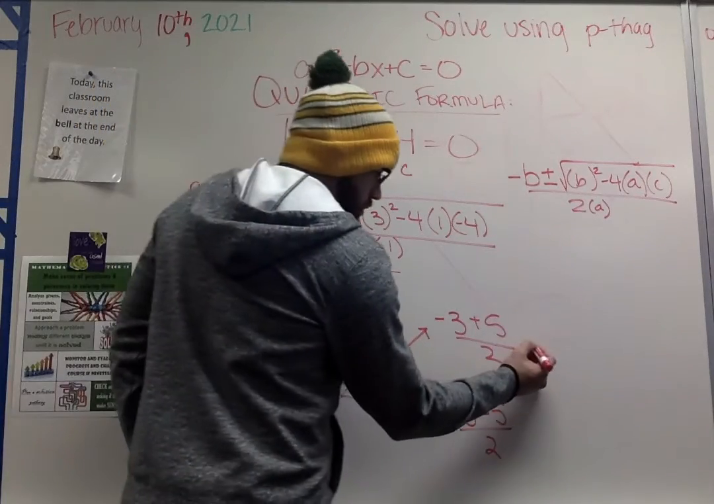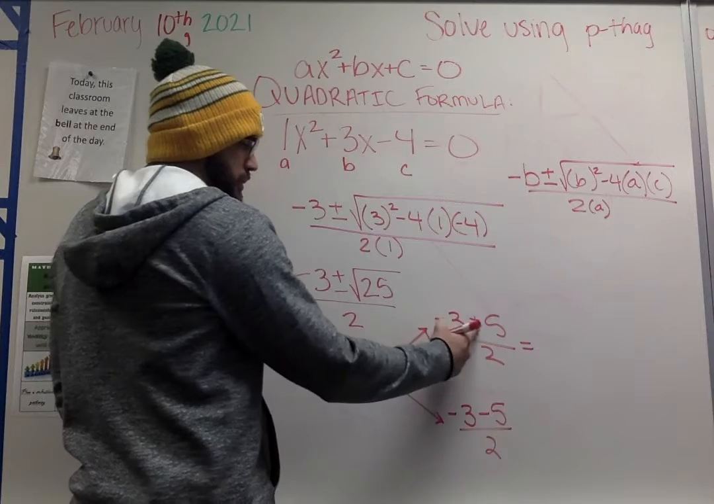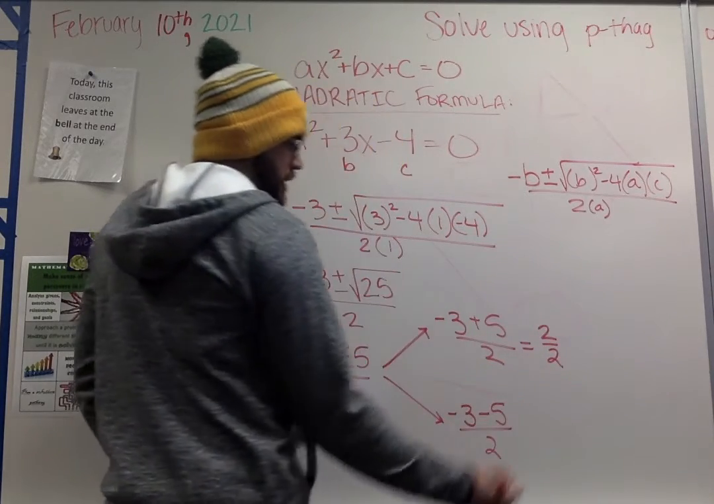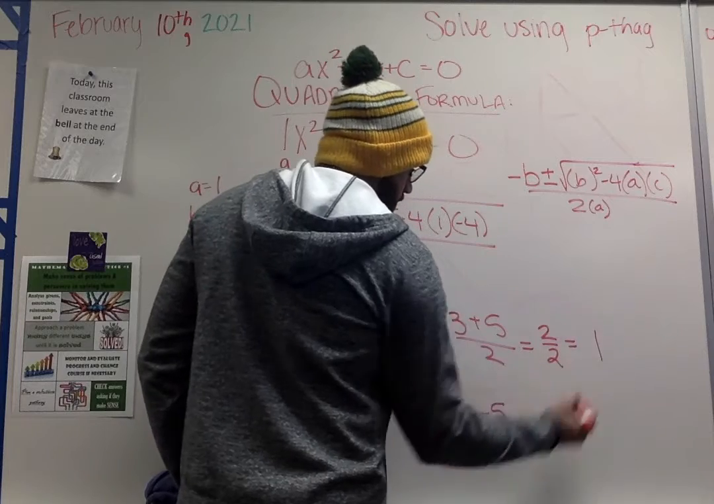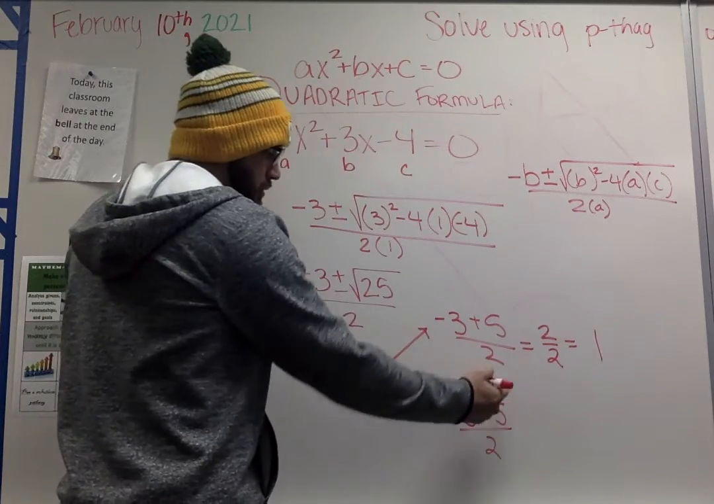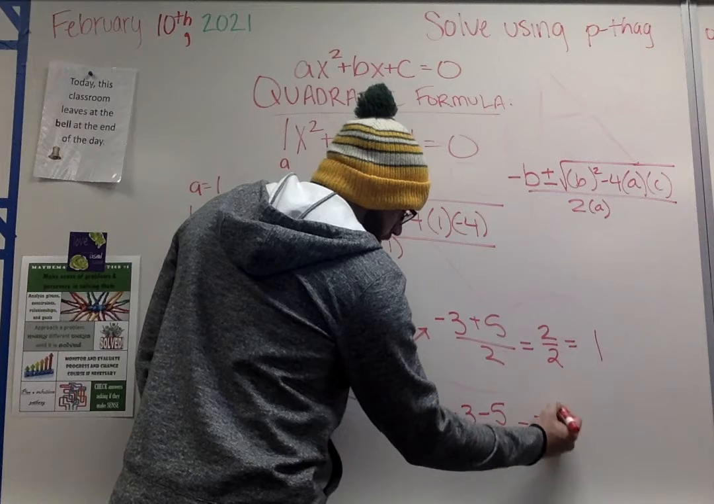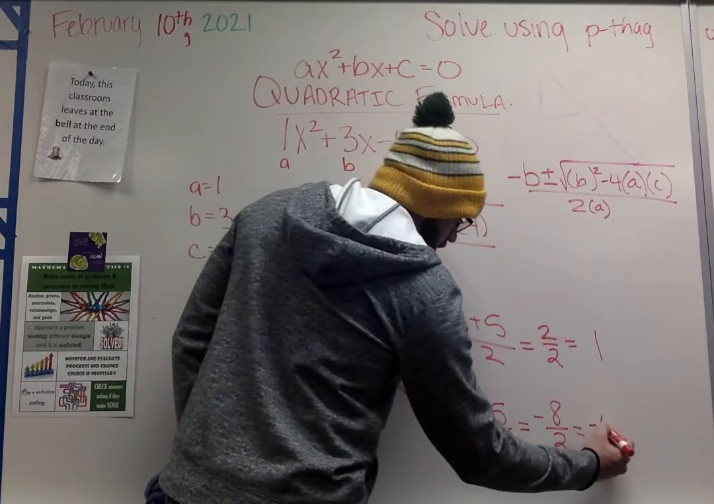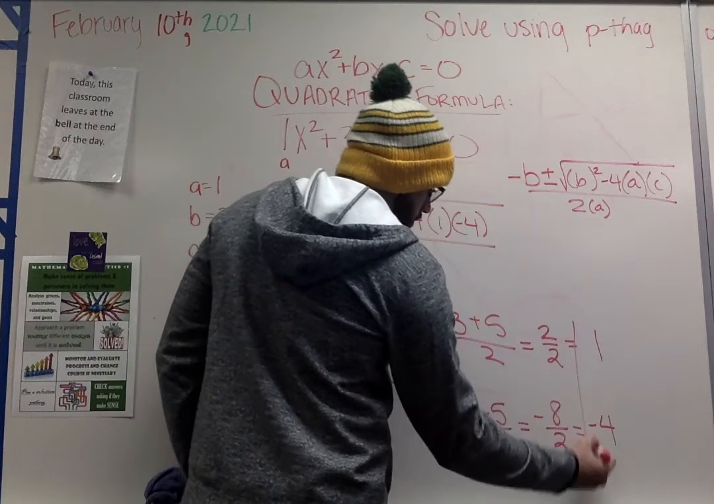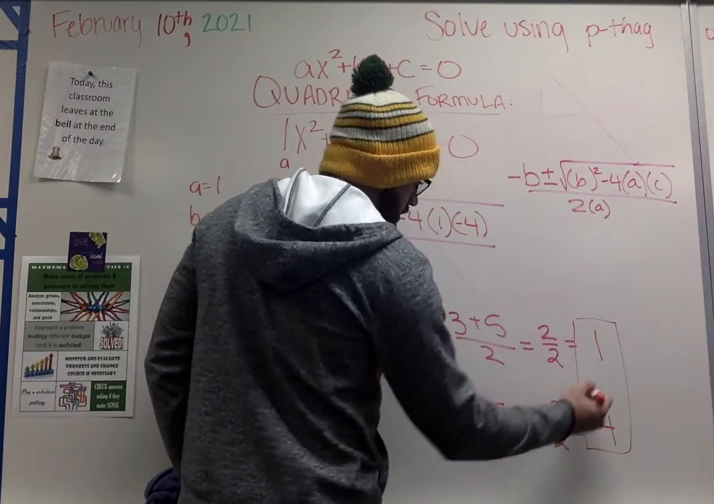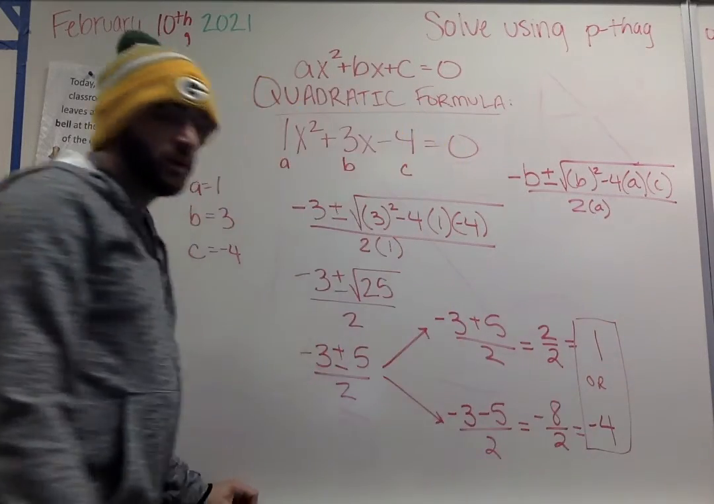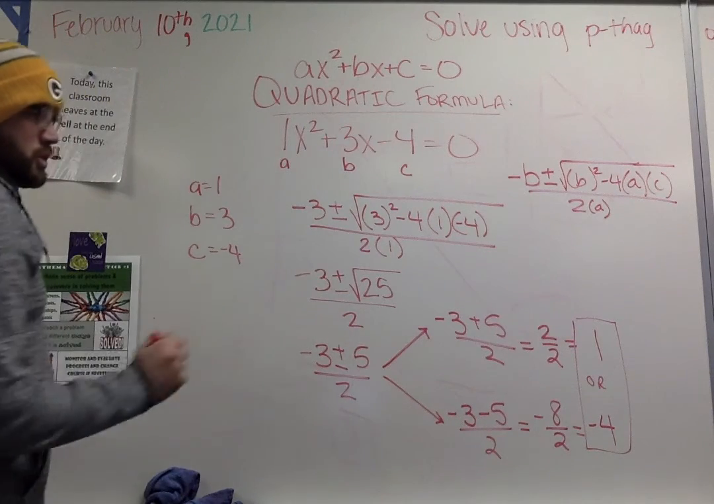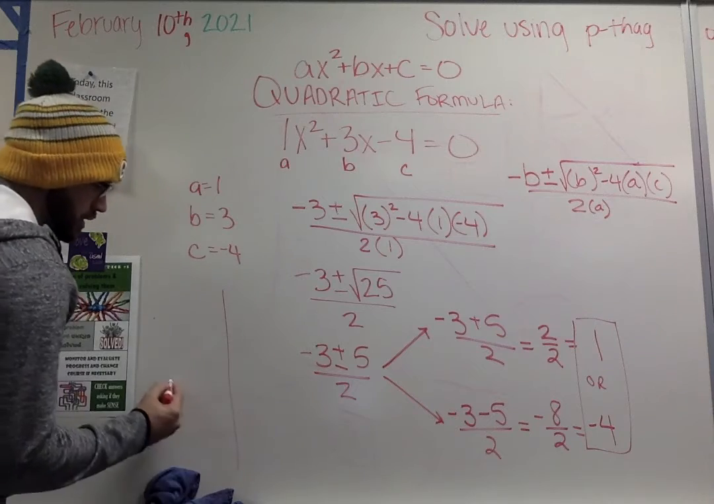Okay? So then I will solve this. Negative 3 plus 5 is 2. 2 divided by 2 is 1, so I know one of my solutions is 1. Negative 3 minus 5 is negative 8. Negative 8 divided by 2 is negative 4. So this would be my two solutions, x equals 1 or negative 4. Quick reminder, what we're solving here is essentially where it crosses on the x-axis.